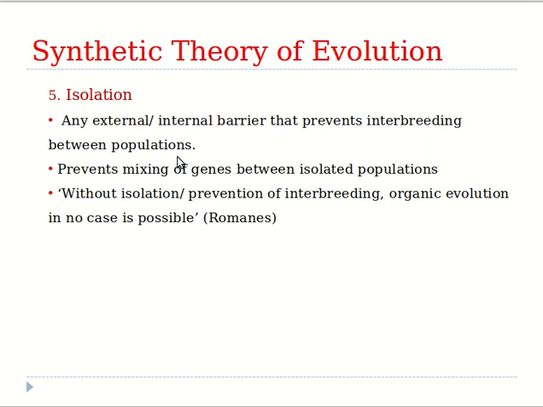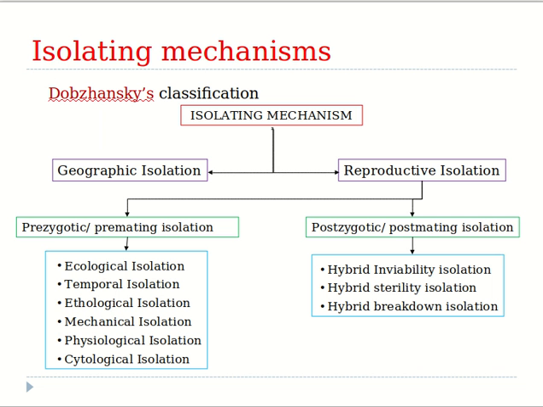Now, according to Romanus, without isolation or prevention of interbreeding, organic evolution is never possible. So, isolation or prevention of interbreeding is a must for organic evolution and speciation to happen. I hope it is clear. So this is about isolation. Now, how does isolation happen? That is what is referred to as isolating mechanisms. So, we will be learning about the different types of isolating mechanisms.